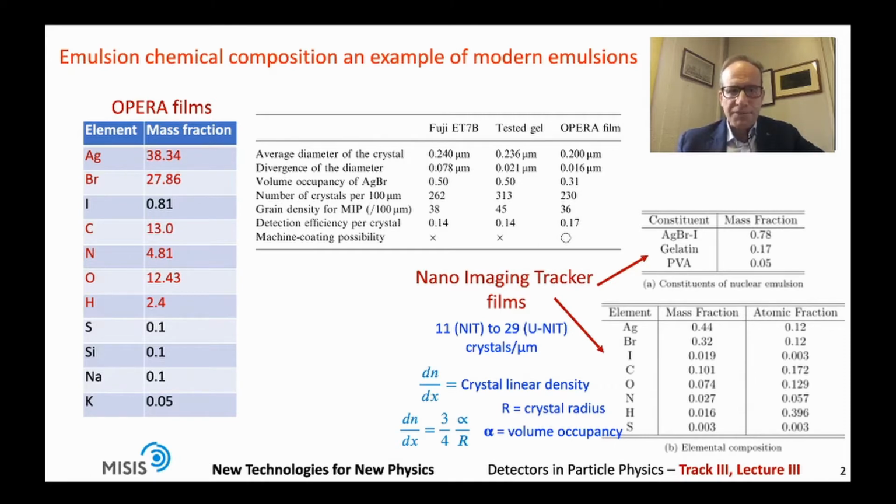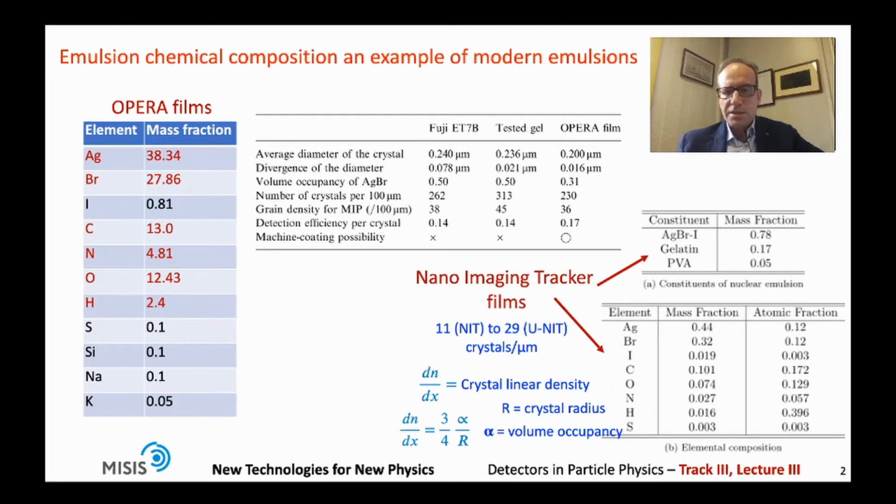And you see on the left the composition of the OPERA film. OPERA is the largest ever built emulsion detector. And on the right you see the modern emulsion film, which is called a nano imaging tracker, which is used for nanometric applications of the emulsion technology. And you see there that for these nano imaging trackers the silver and bromine mass fraction is even higher than the other.